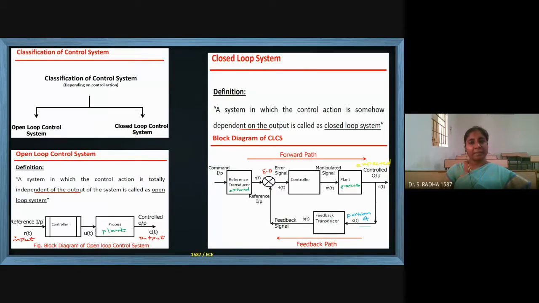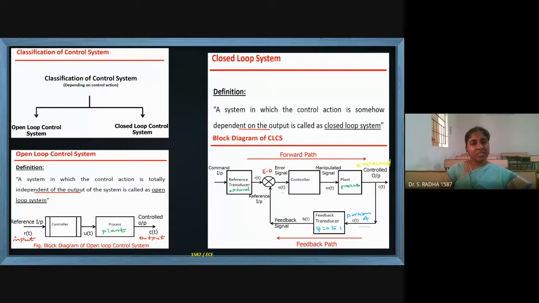and given to feedback, and here the feedback factor is represented by beta. The value is between 0 to 1. If it is 0.5, the C of t is multiplied with 0.5, and that portion of the output is B of t, which is given to the error detector. And E of t will create the sum or difference of R of t and B of t.